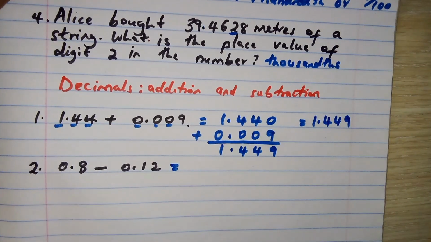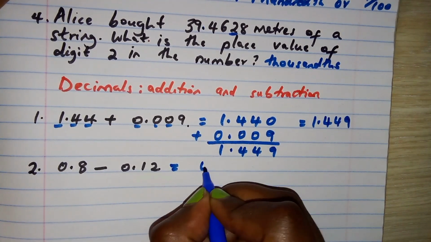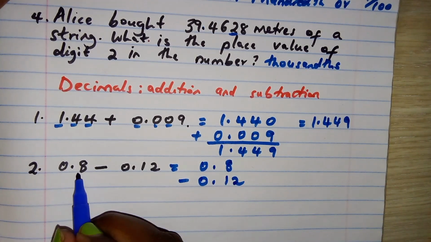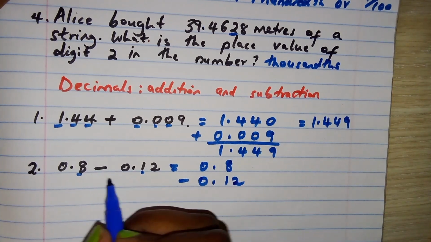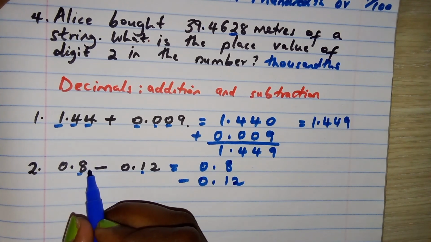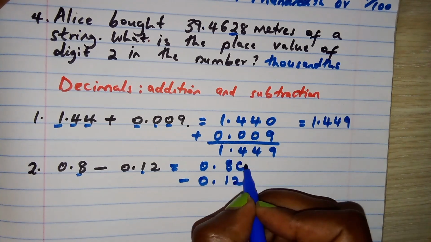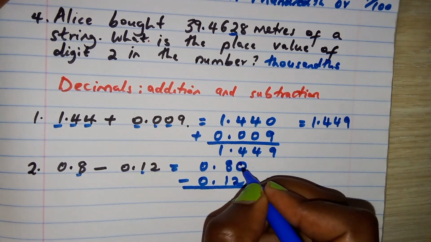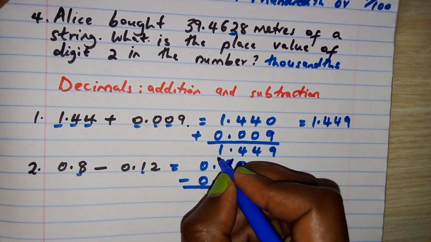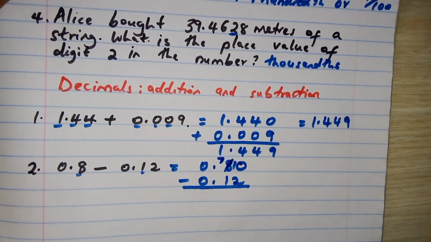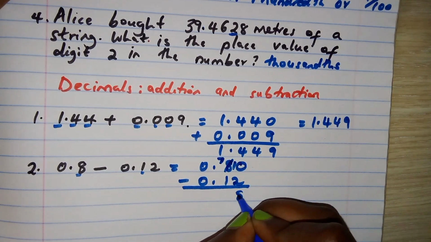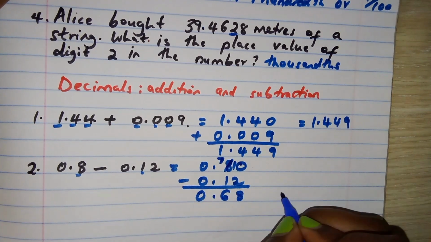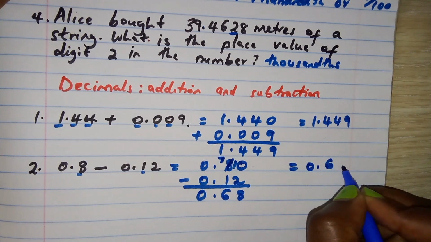So the answer is 1.449. Same thing with this one, 0.8 minus 0.12. The tenths are in one column. There's no hundredths value here, but we have 2 below, so always put a 0 where a number is missing, then you subtract. 0 minus 2 is impossible, so borrow 1 from the tenths, and that becomes 7. This is 10, so 10 minus 2 is 8. 7 minus 1 is 6. Then the decimal point and 0. So the answer is 0.68.